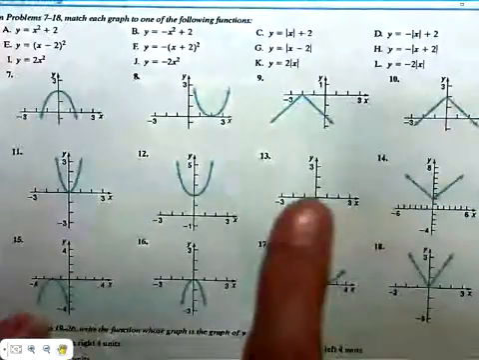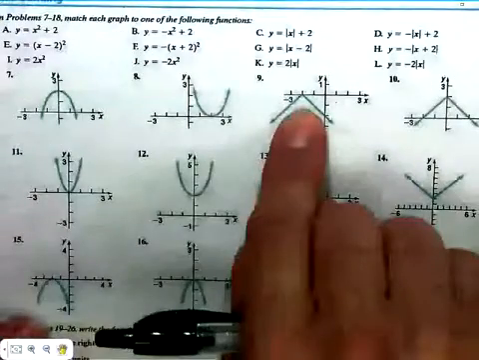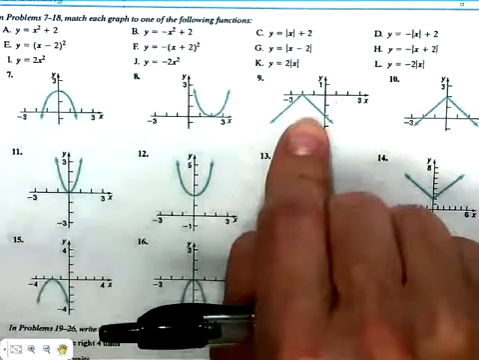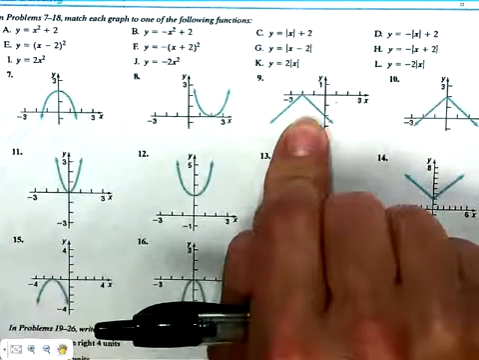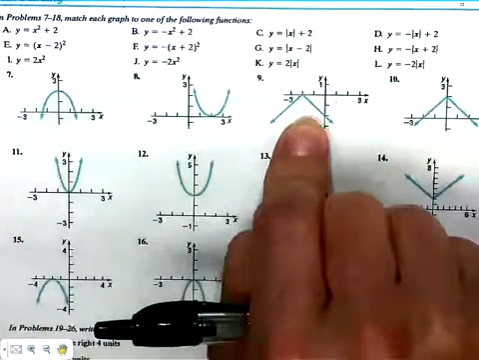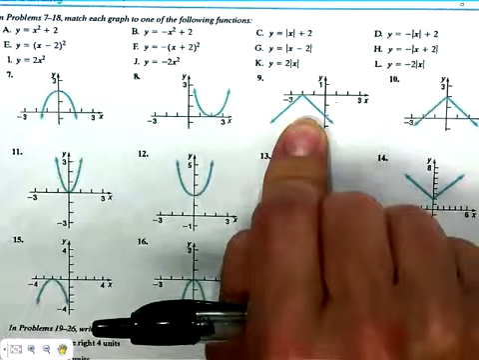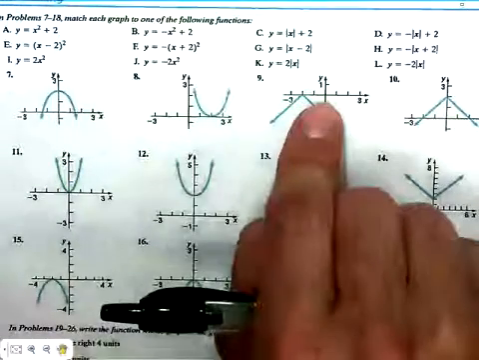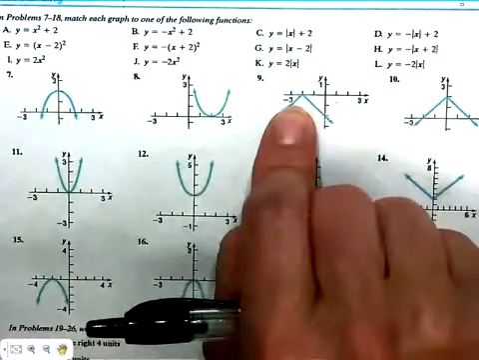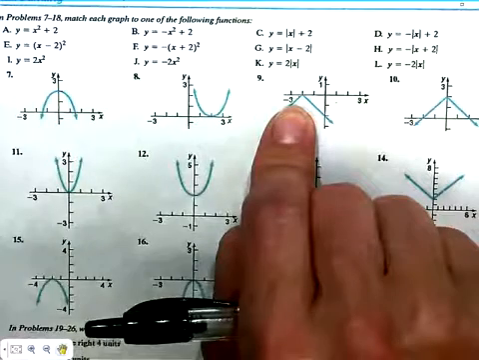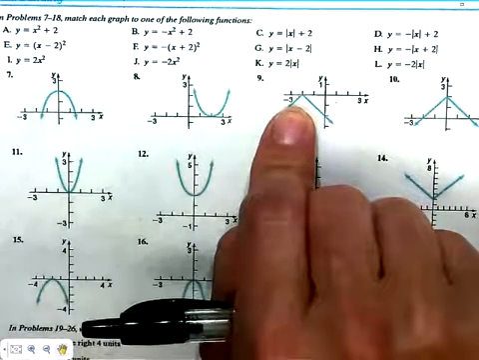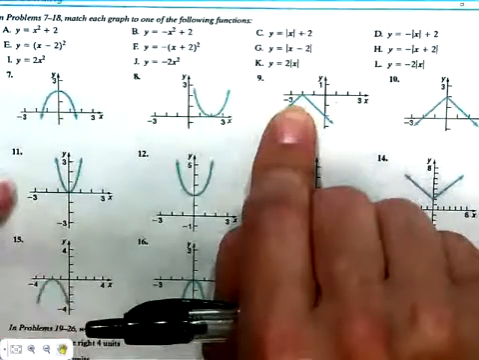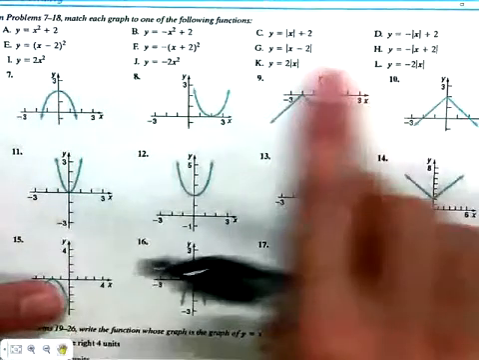Number 9 is an upside down V shape. What does that mean that I know about the equation? It has a negative in front of the absolute value. That's what flips it upside down. What shifts it to the left? Positive 2 inside the absolute value, because that horizontal shift works the opposite of what you expect. So which of these 6 equations is it?